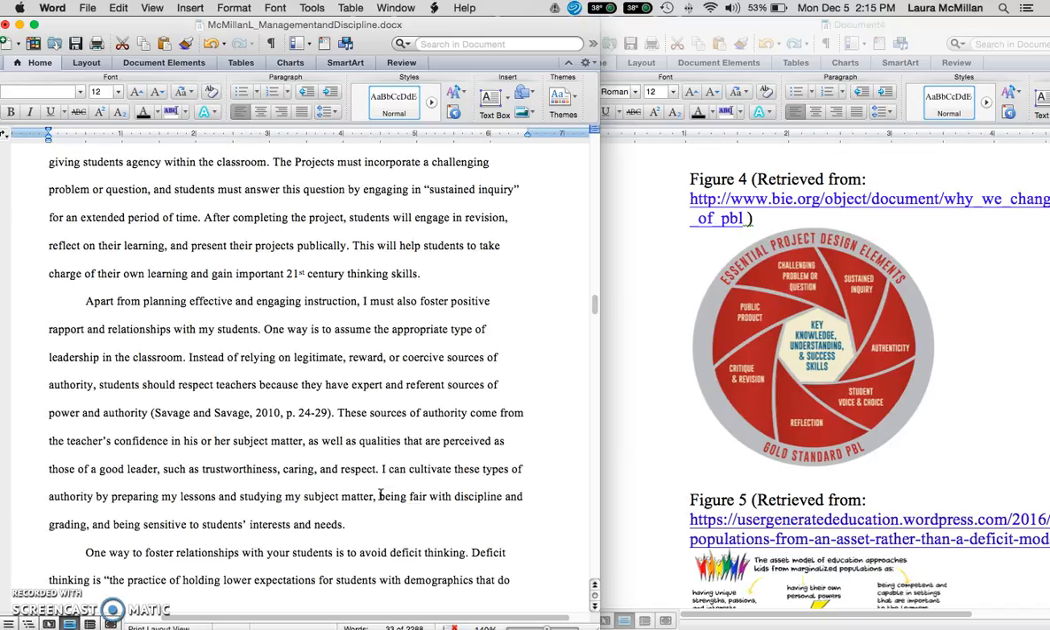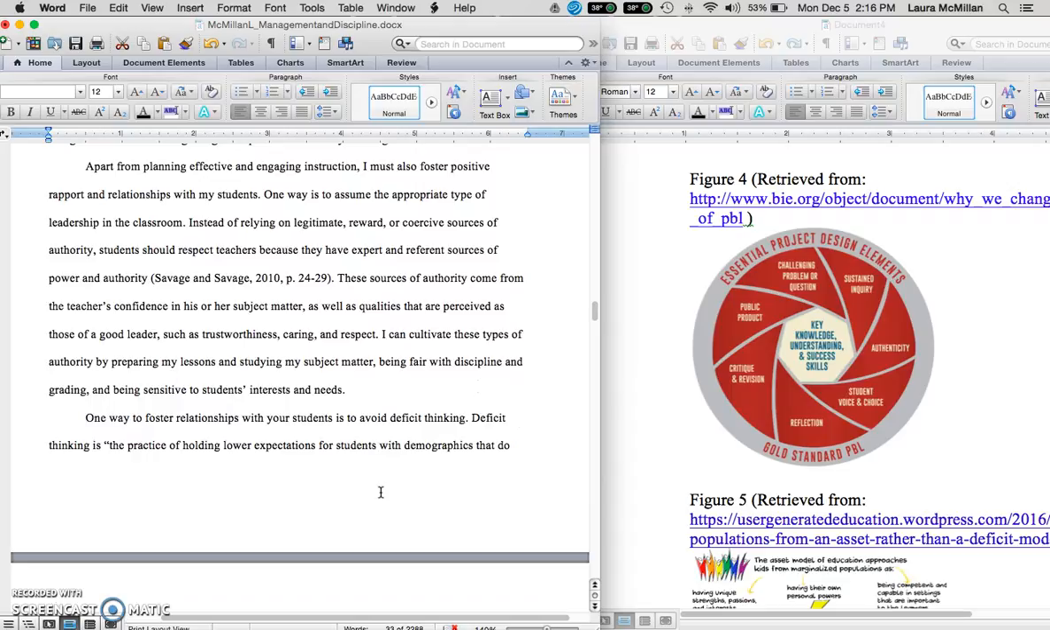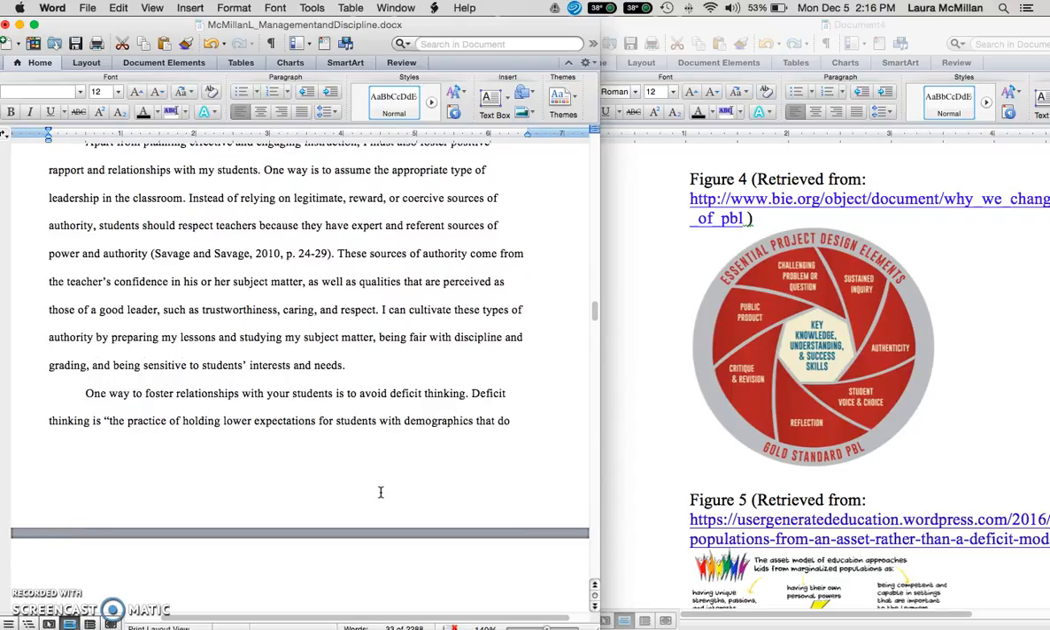After completing the project, students will engage in revision, reflect on their learning, and present their projects publicly. This will help students to take charge of their own learning and gain important 21st century thinking skills. Apart from planning effective and engaging instruction, I must also foster positive rapport and relationships with my students.